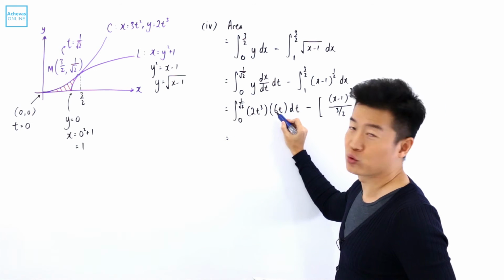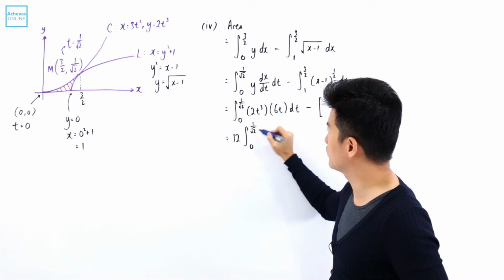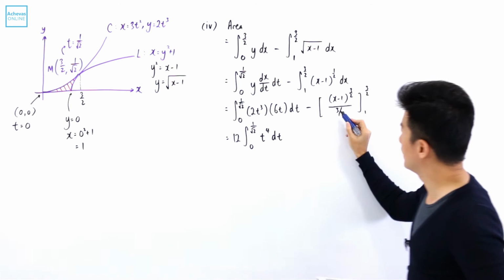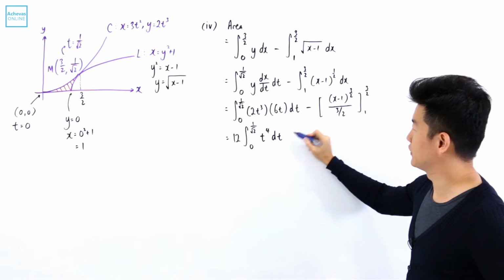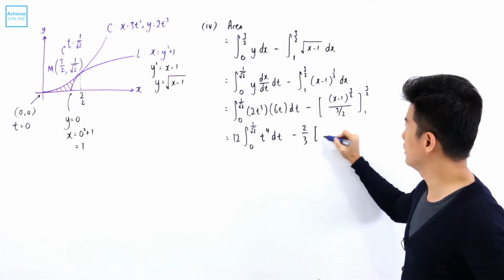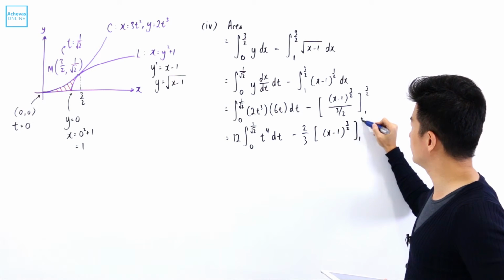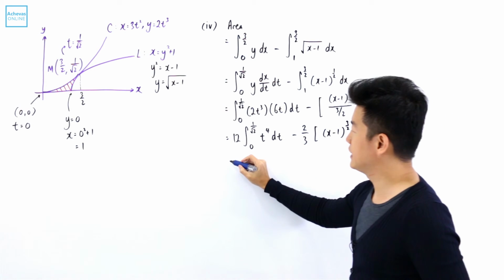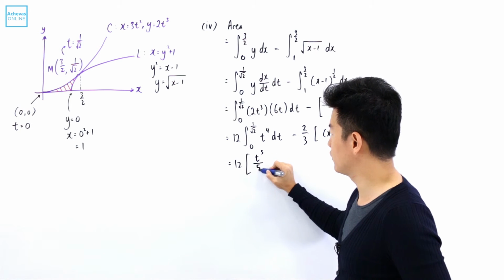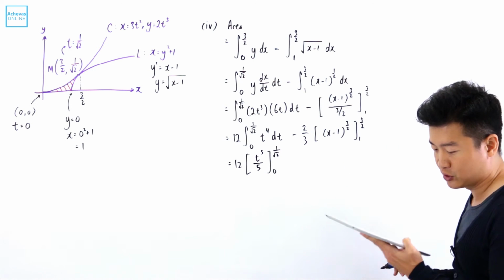Let me factorize out 2 times 6, which is 12. So 12 integration from 0 to 1 over square root of 2 of t to the power of 4 dt. 1 over 3 over 2, let me take it out of this bracket. So it is minus 2 over 3 of (x minus 1) to the power of 3 over 2 from 1 all the way until 3 over 2. This is easy to integrate. It is just going to be t to the power of 5 over 5 from 0 all the way until 1 over square root of 2.